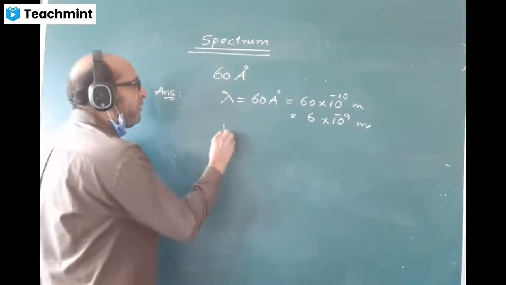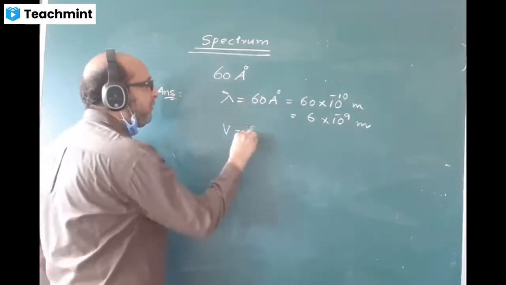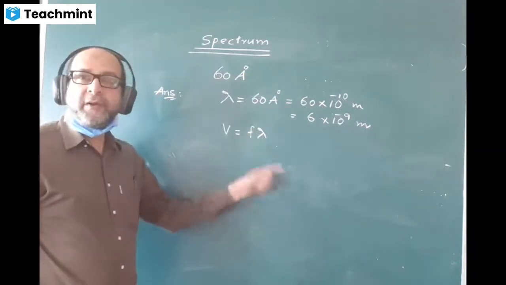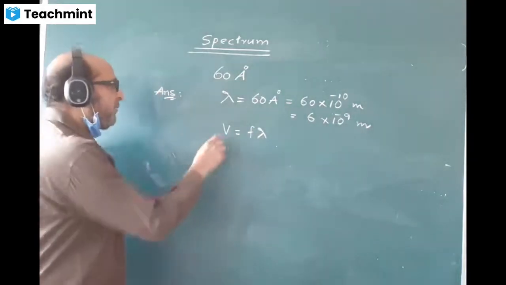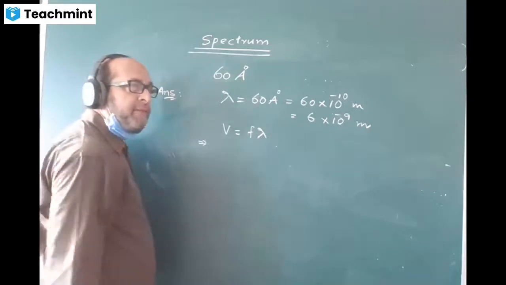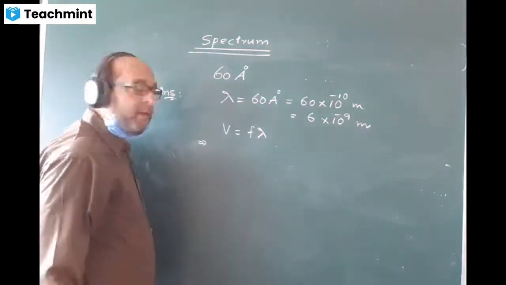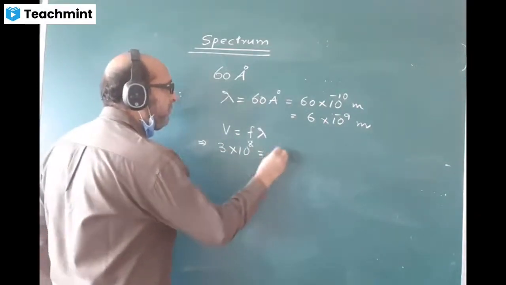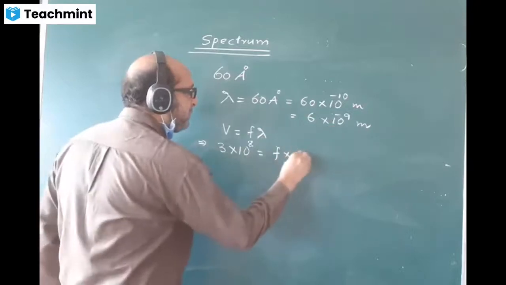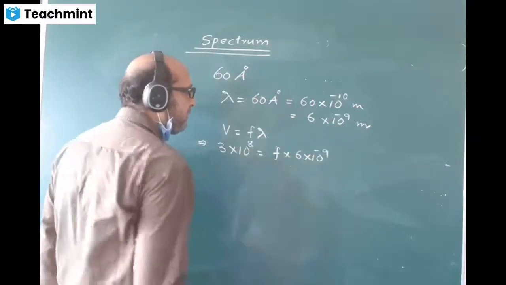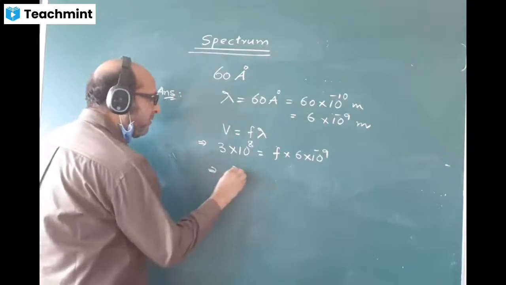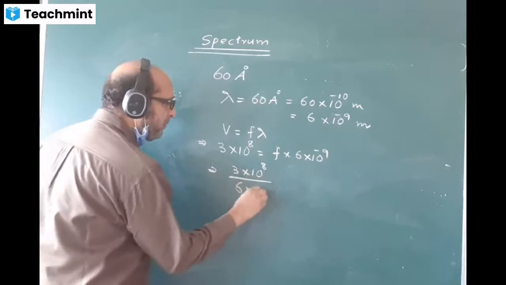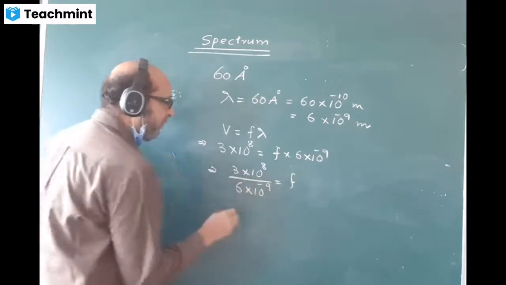Now we are using the formula for all the numericals on waves. For spectrum, we have this formula, V is equal to F lambda. All electromagnetic waves have the same velocity or same speed in vacuum or in air, which is 3 into 10 to the power of 8. We have to find frequency; lambda is 6 into 10 to the power minus 9. So F will be 3 into 10 to the power of 8 divided by 6 into 10 to the power minus 9.